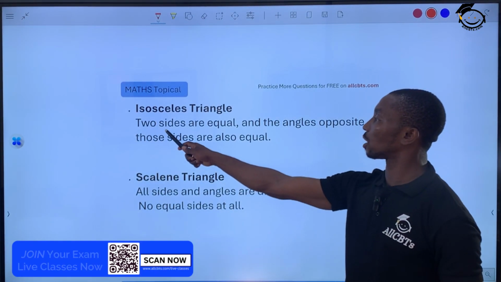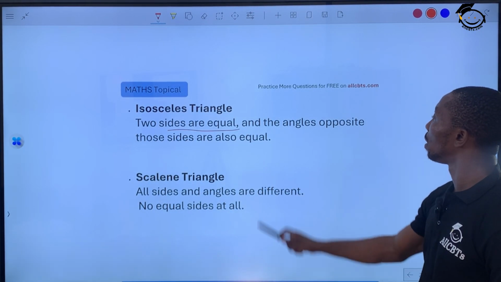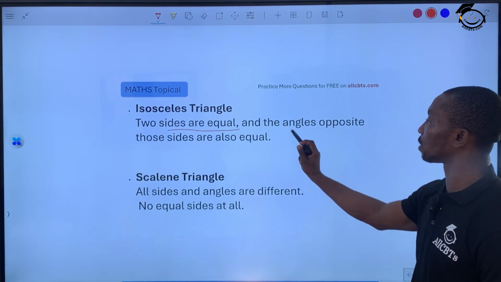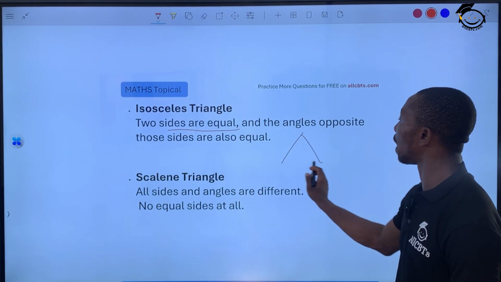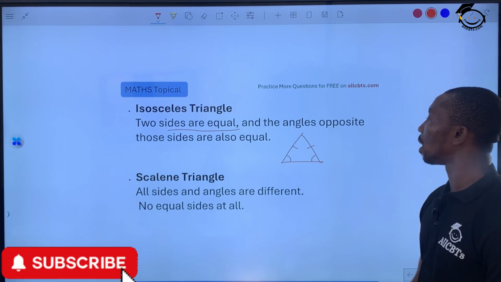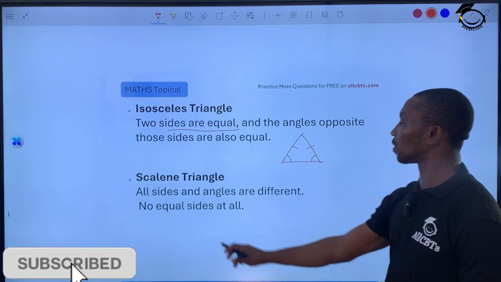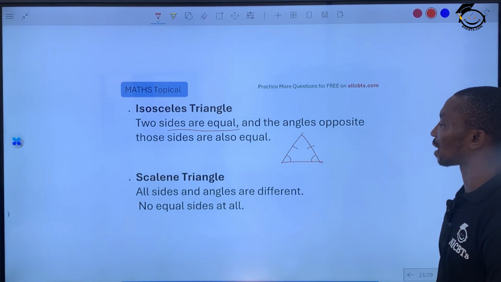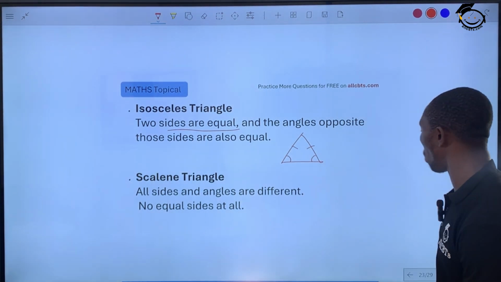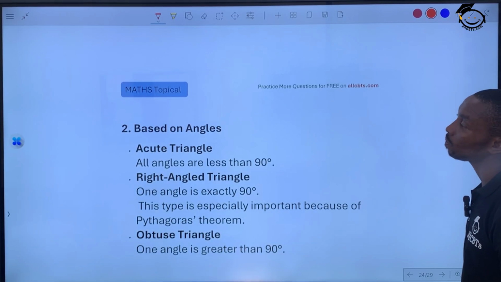Okay, isosceles, 2 sides are equal and the angles opposite those sides are also equal. That's what we refer to as our base angles. So if these 2 sides are equal, then the base angles are equal. While for the scalene, all the sides and angles are all different. There's no equal side, no equal angle.